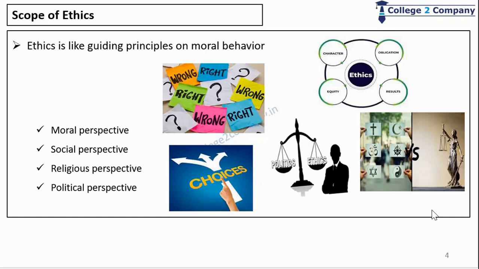When you look at the scope of ethics, it's broadly divided into four perspectives, like what we have listed here: moral perspective, social perspective, religious perspective and political perspective. Let us look at one after the other.